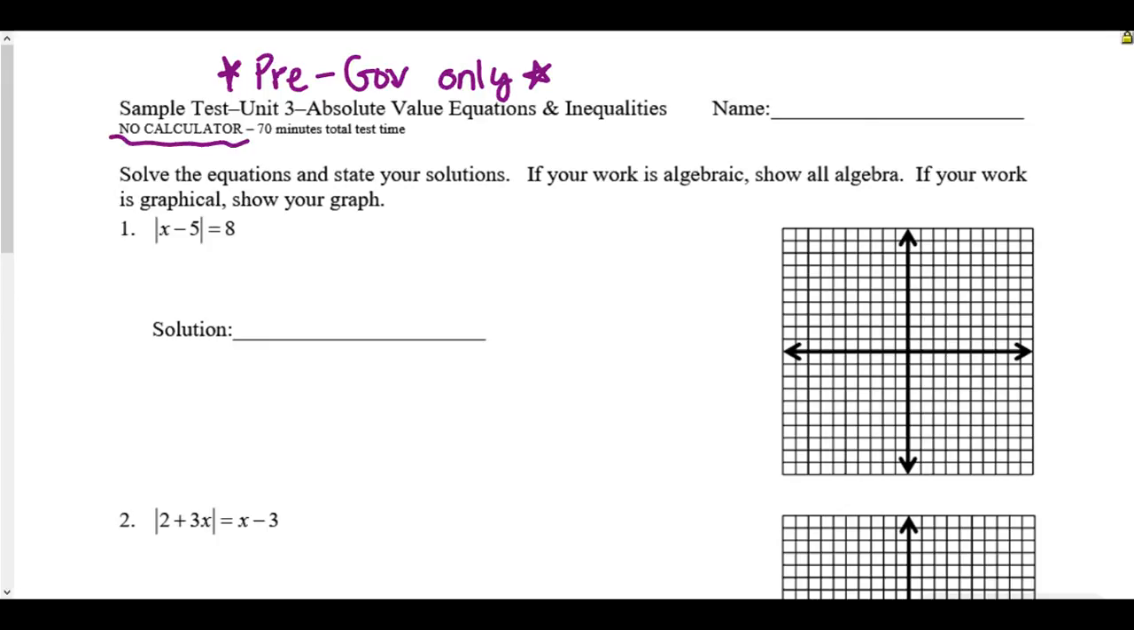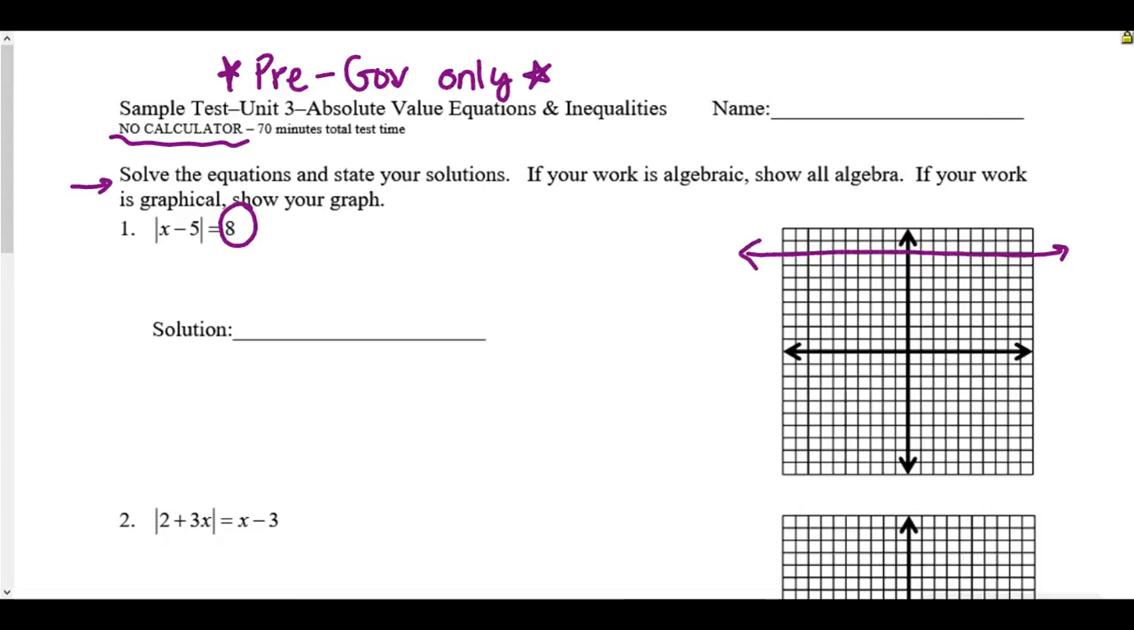We've got to solve an absolute value equation and state the solution. We need to either show algebra or we need to show graphically. I'll do both for you guys. If I'm going to solve graphically, I'm going to graph the right side. So I'm graphing y equals 8, which is a horizontal line through 8.